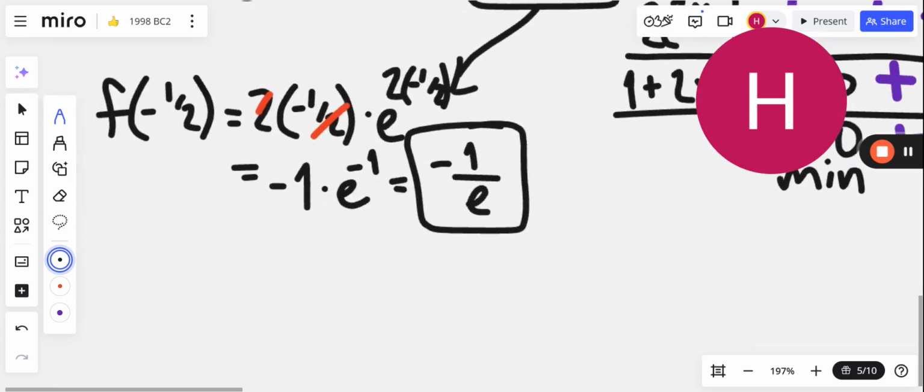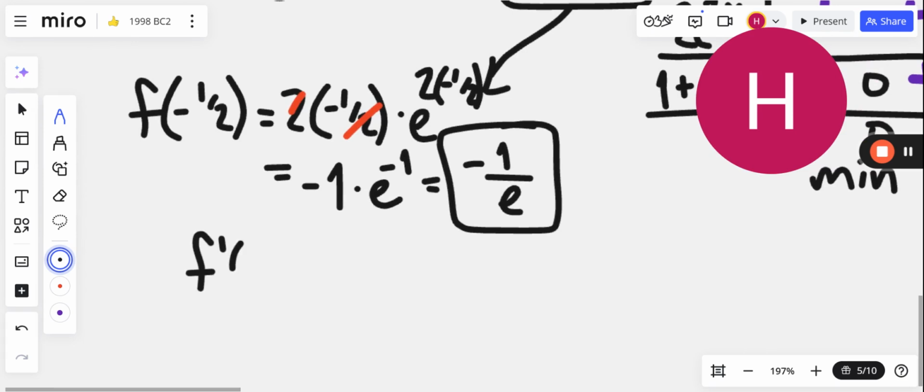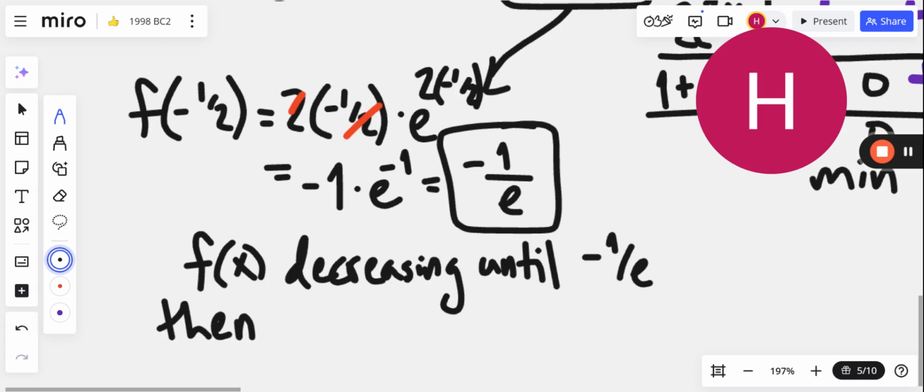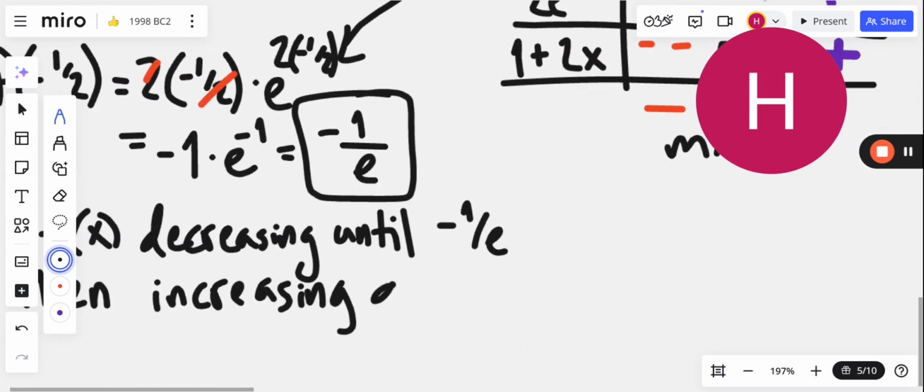The justification is, since f prime, I guess I can say it this way, since f of x is decreasing until this point, and then it's increasing afterwards, and it's increasing forever afterwards because the derivative is always positive afterwards, that's enough justification to say, well, this has to be the lowest point then.